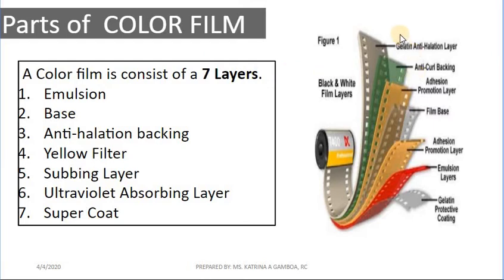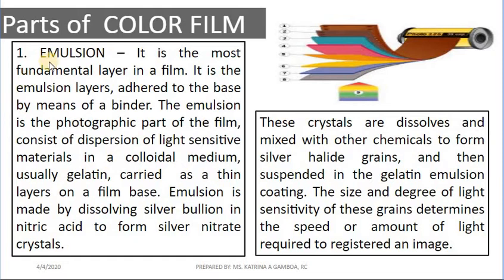Sa color film, sabi ko nga sa inyo, madami siya, kasi nga color na yan. So, the color film consists of 7 layers: the emulsion, the base, anti-halation backing, the yellow filter, the subbing layer, the ultraviolet absorbing layer, and the supercoat. Ayan. So, let's start first with the emulsions.